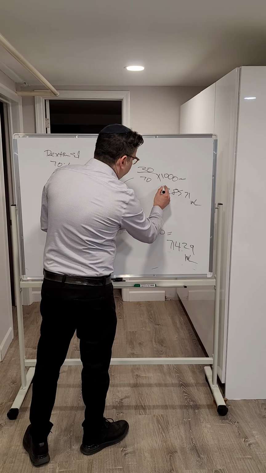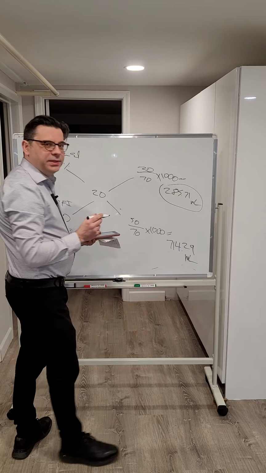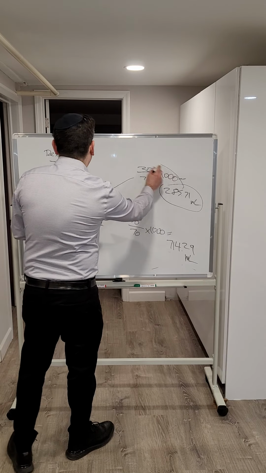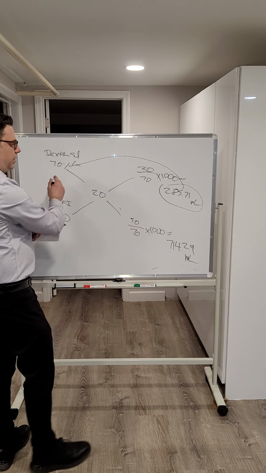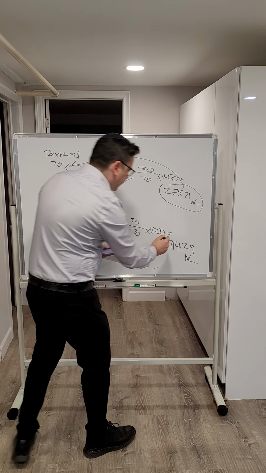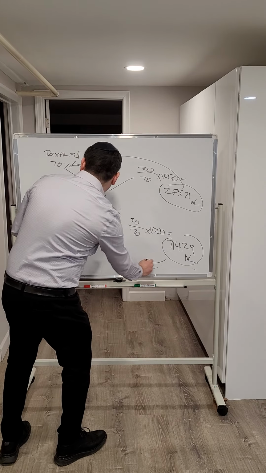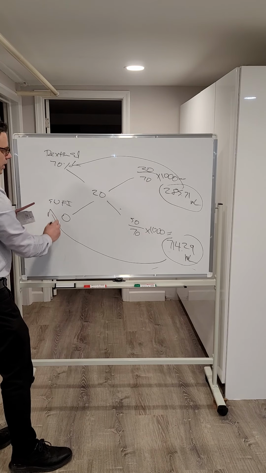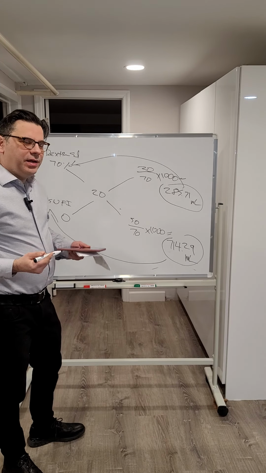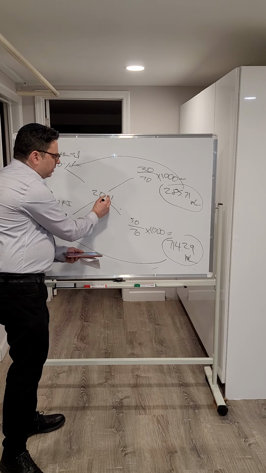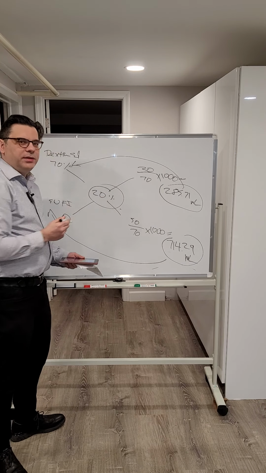So you need 285.71 milliliters of the 70% dextrose, and we need 714.29 milliliters of the sterile water for injection. And we combine that together in an empty bag. That's going to give us 20% dextrose solution.